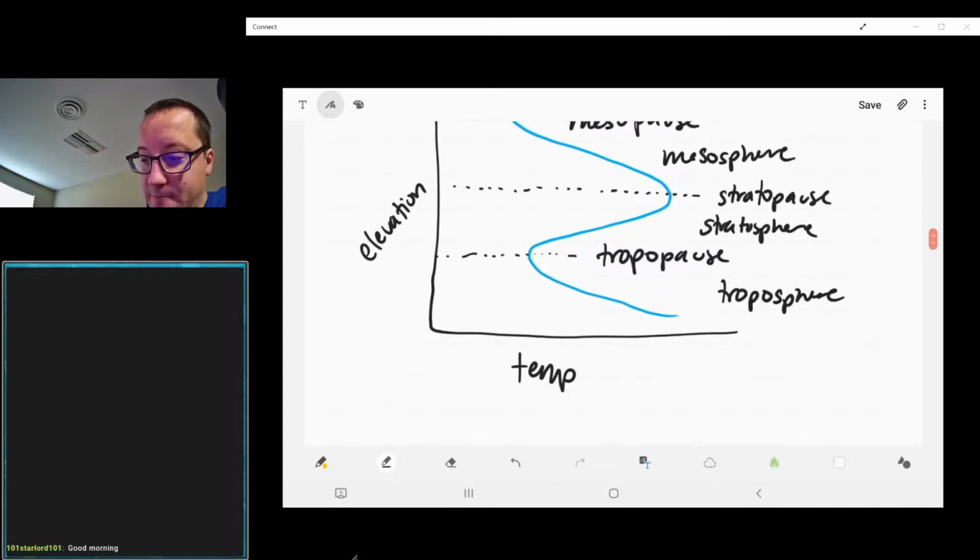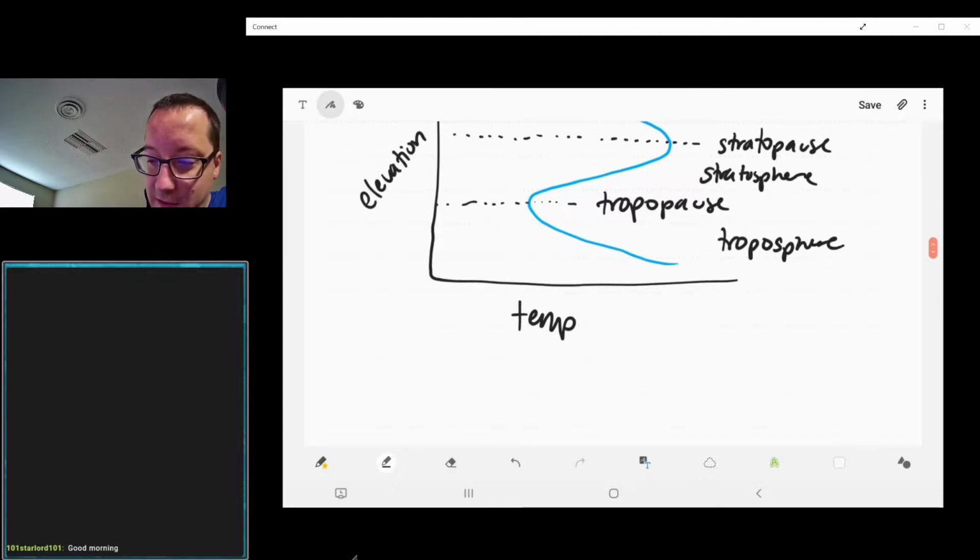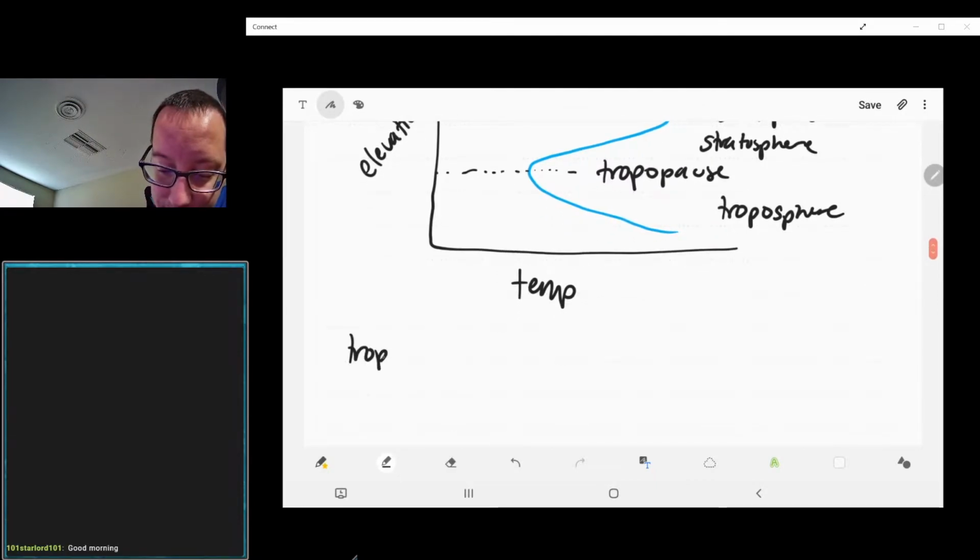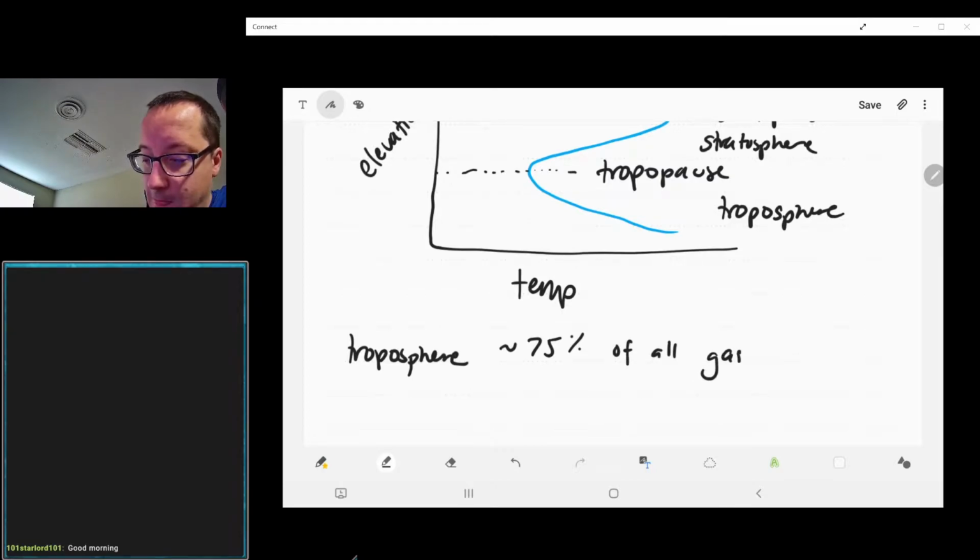With that in mind, just to clarify, at the troposphere we have roughly 75% of all gases. As we know, gravity drops off with radius, so the closer we are to the Earth, the more tightly gas molecules are held. And we know that gases are compressible, so gases pushing down on other gases with pressure causes low elevations to have the higher percentages of gas.